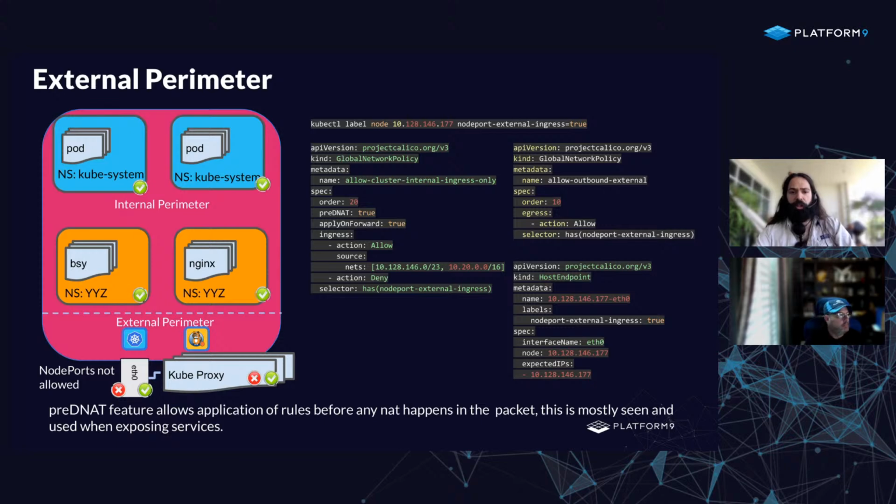Now, on the second leg of this, we have a different order number, which is going to be applied later than this one, right? And we have something here like pre-DNAT and apply on forward. These specific parts are related to how Kubernetes handles the natting, right? And one of the cool things is that Calico can apply rules before any destination NAT happens in the background. So what we are doing here is saying, hey, we're going to allow ingress traffic from the following sources of IPs, right? And this is very important.